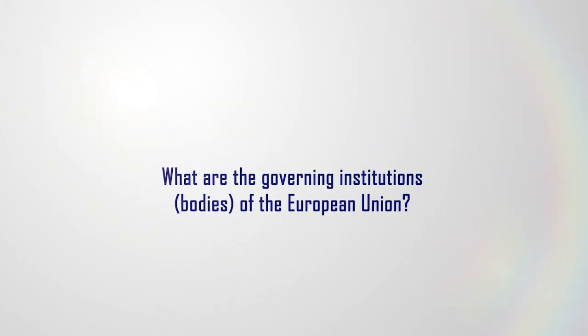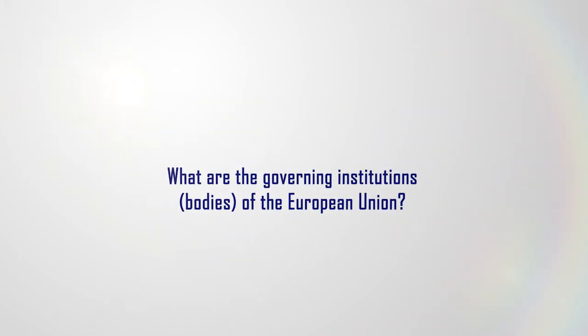The governing bodies of the European Union are the major structures or major institutions which actually set the direction of the development of the European Union, not only as a political but also as an economic, social and cultural entity and integration organization. If we are talking about the major governing bodies of the European Union, they are threefold.